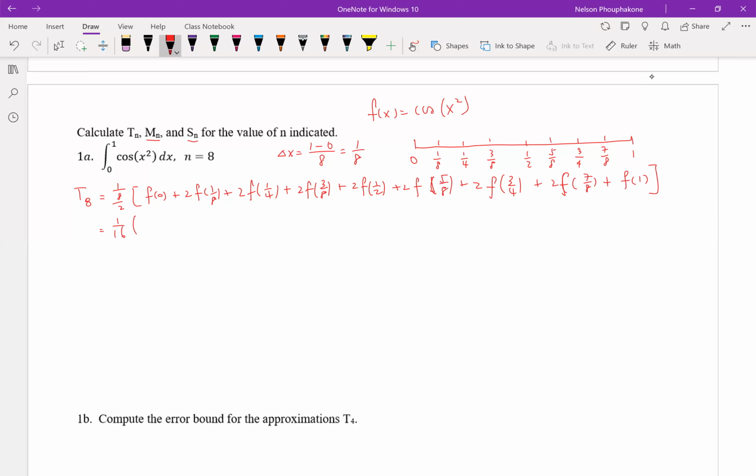Okay. Then to this one, we could use a calculator to help us evaluate this. So we found out that the number is 14.4373255, and divided by 16 is 0.9023328.